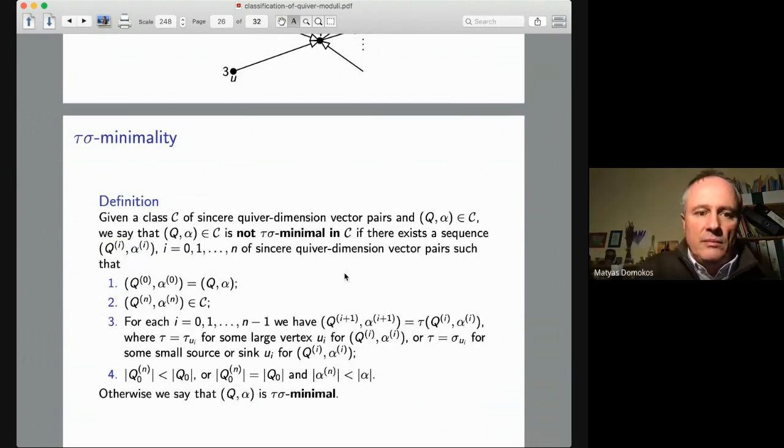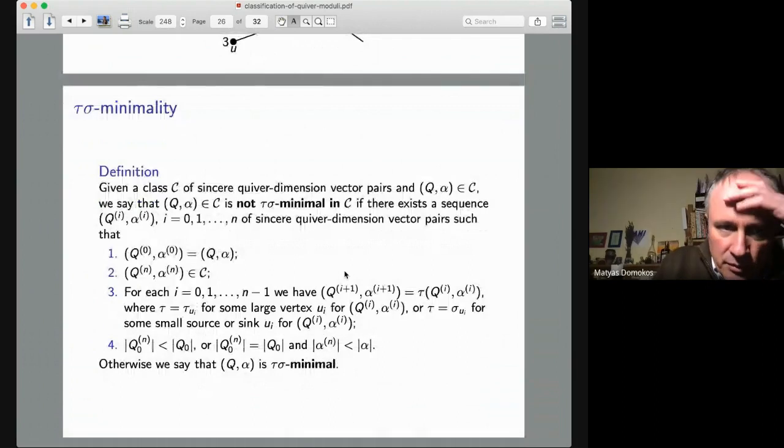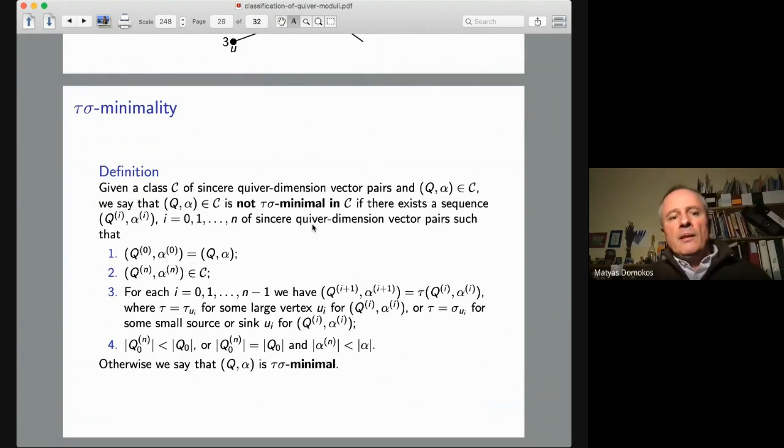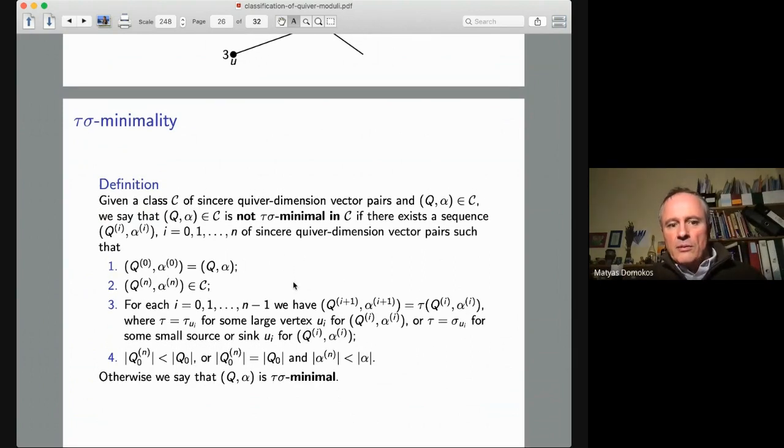So this leads us to the notion of tau sigma minimality. Given a class of quiver dimension vector pairs, we say that a pair is not tau sigma minimal if by a sequence of such operations we can reduce to a smaller pair, smaller in the sense that it has fewer vertices, or it has the same number of vertices, but the total dimension is smaller.